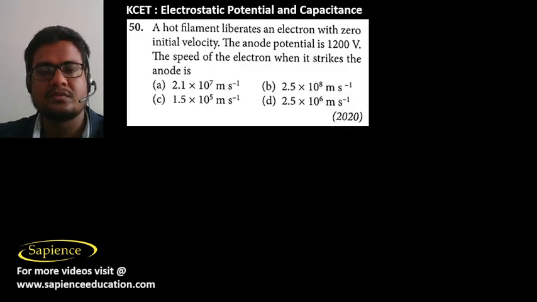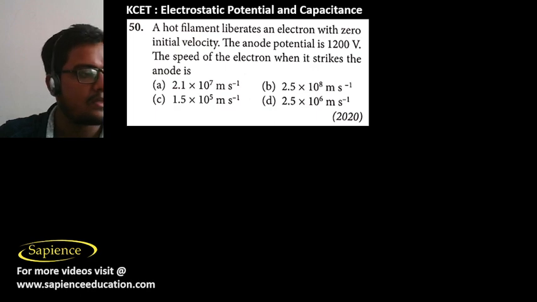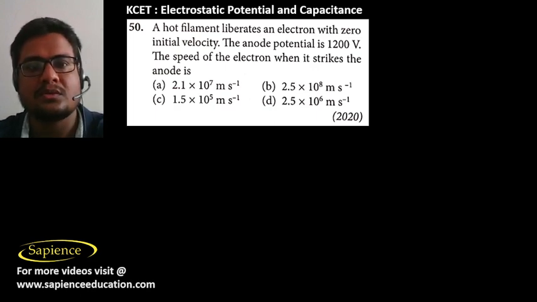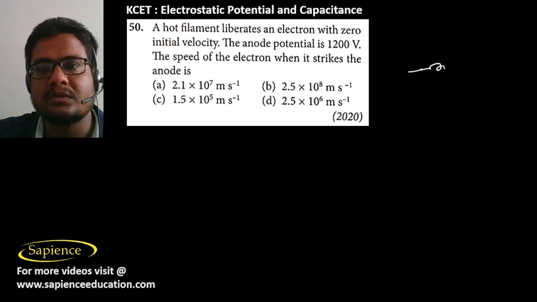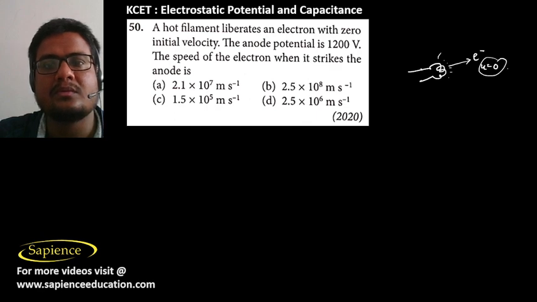So then we shall solve the last question of this video. It is told that a hot filament liberates an electron with zero initial velocity. A hot filament is there, it liberates an electron with zero initial velocity. Its initial velocity is 0. The anode potential is 1200 volt.